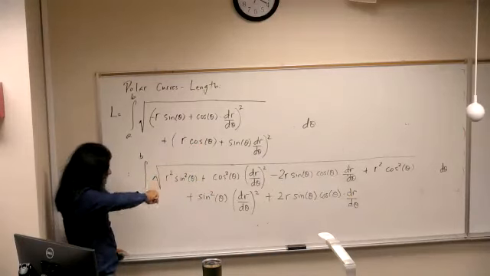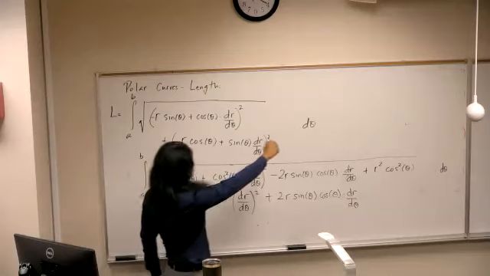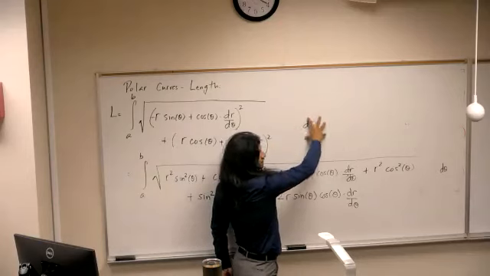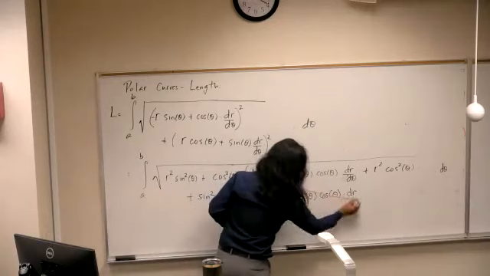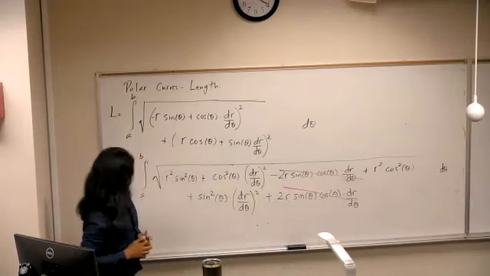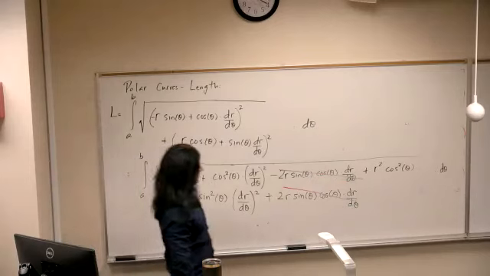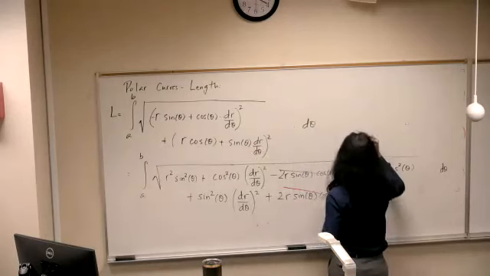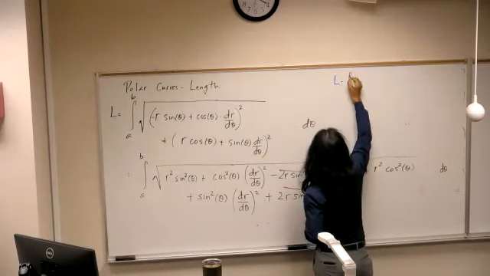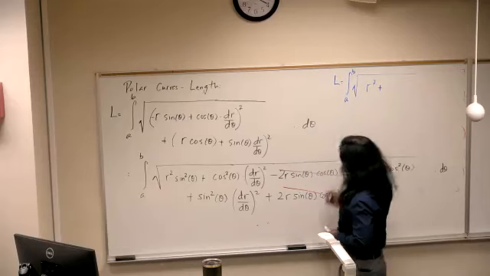In the polar curve, the length changes with respect to the angle, so the integral is with respect to theta. So you have d theta outside. Those two will go away. R squared sine squared theta plus r squared cosine squared theta would equal to, any thoughts? R squared. Very good.